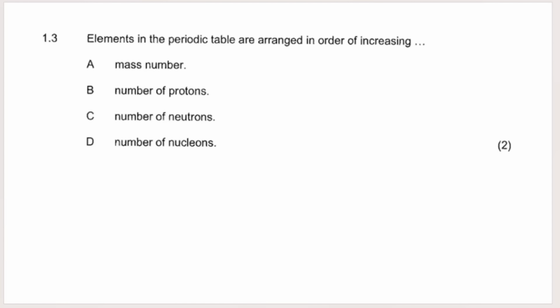1.3 says elements in the periodic table are arranged in order of increasing, and then it gives us 4 options. And our answer over here is number of protons. Another phrase to represent the number of protons would be the atomic number.